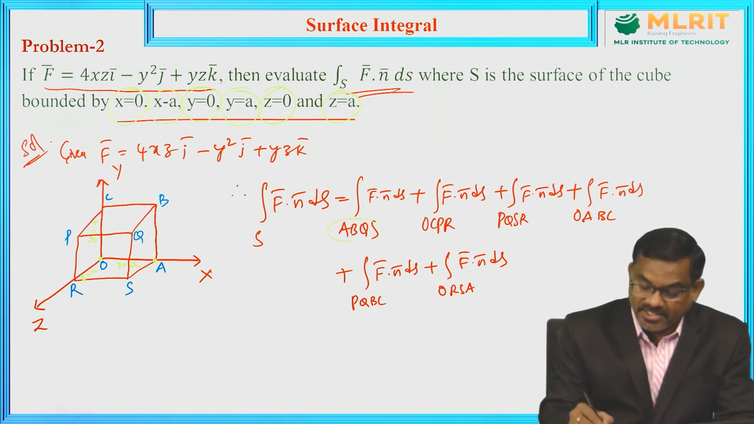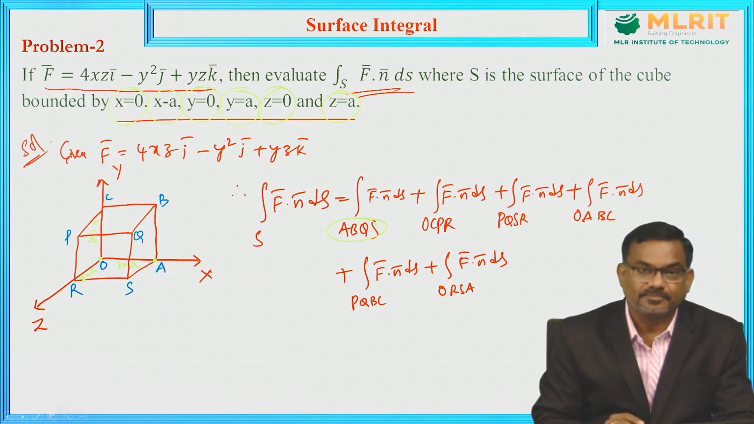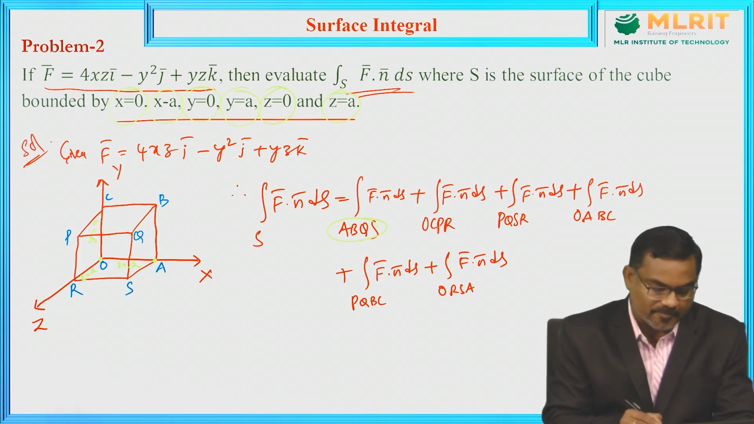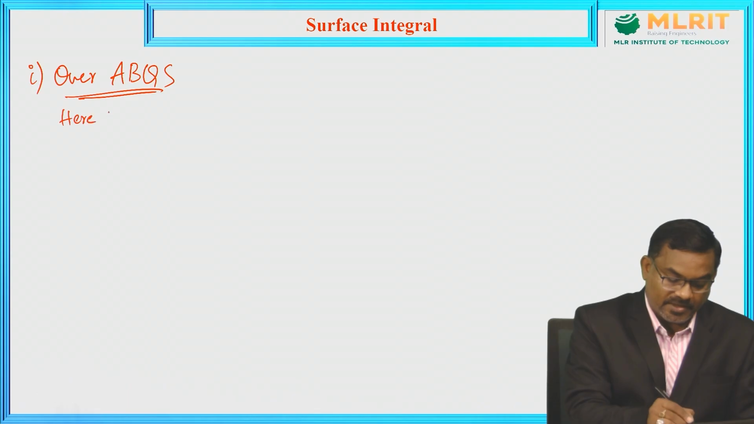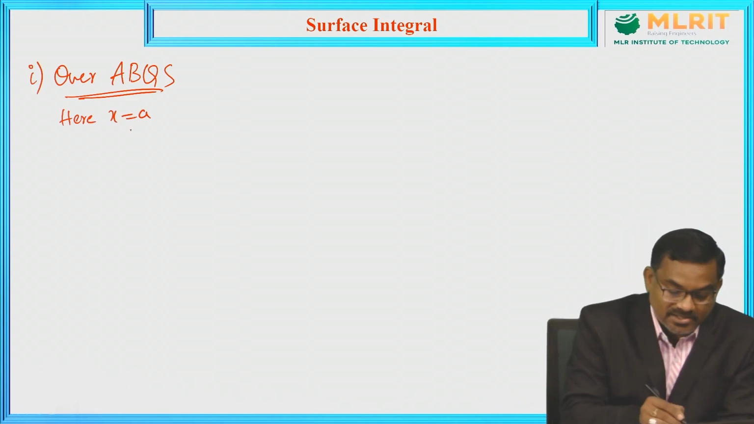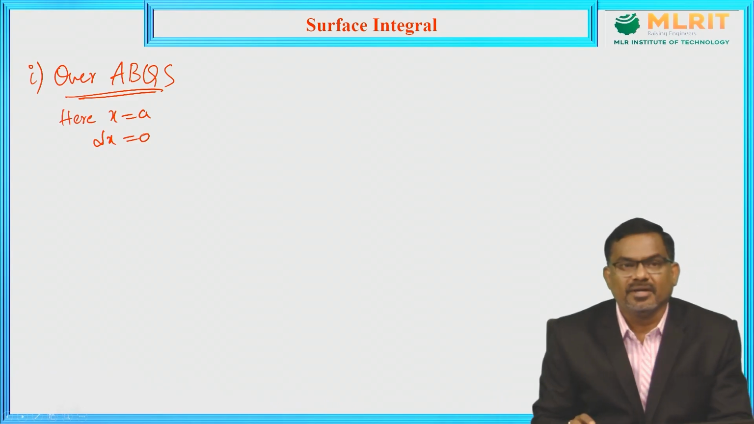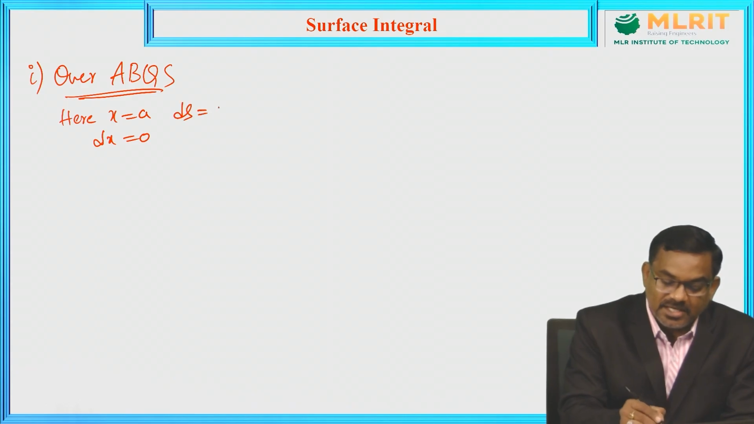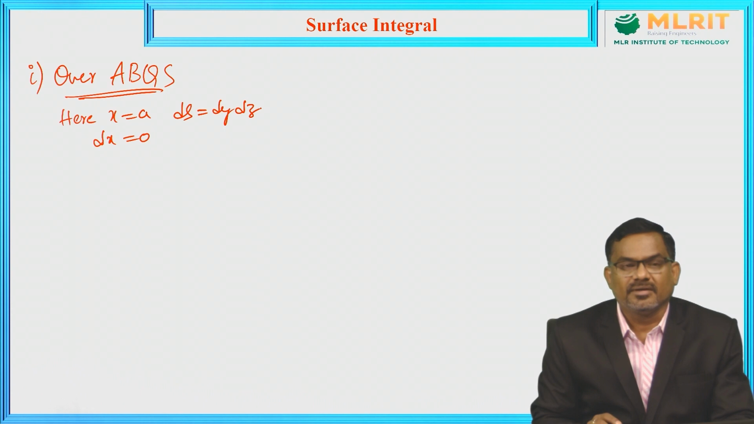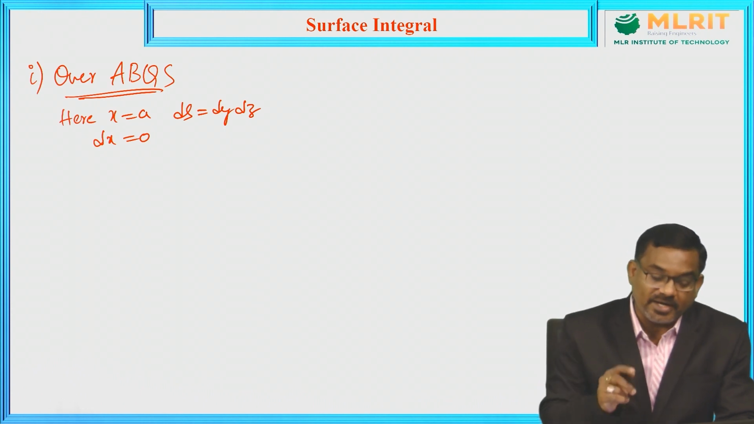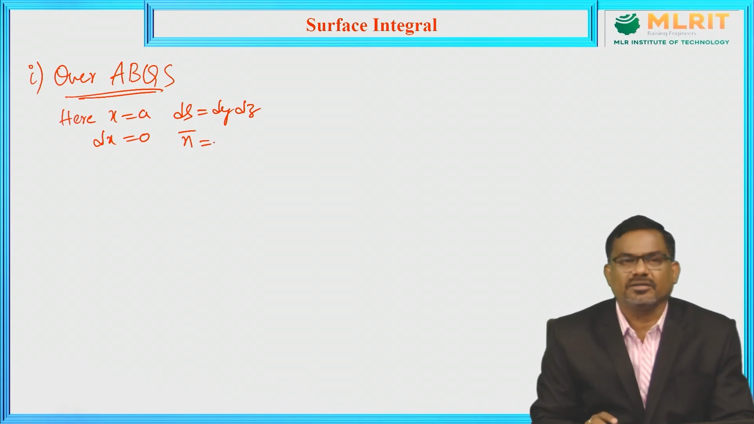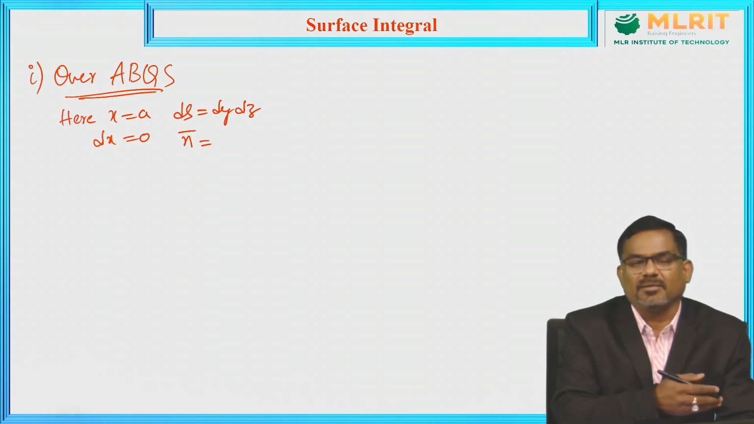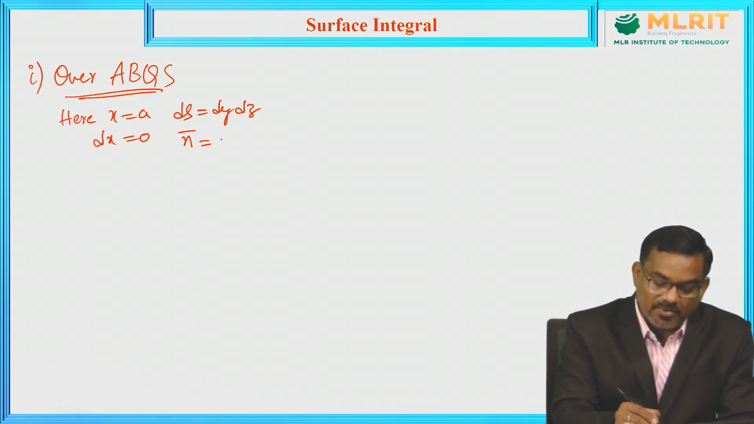So first face is ABQS. On the face ABQS, the value of x is a, that is very clear. So here x equal to a, that is fixed. If x is a constant, dx will be 0. And this face is on x-axis, that means it is in yz plane. So in that case, ds will be dy dz. And we need to find n bar also, the outward drawn unit normal vector n bar. For yz plane, the outward perpendicular is the x-axis, so n bar will be I bar.